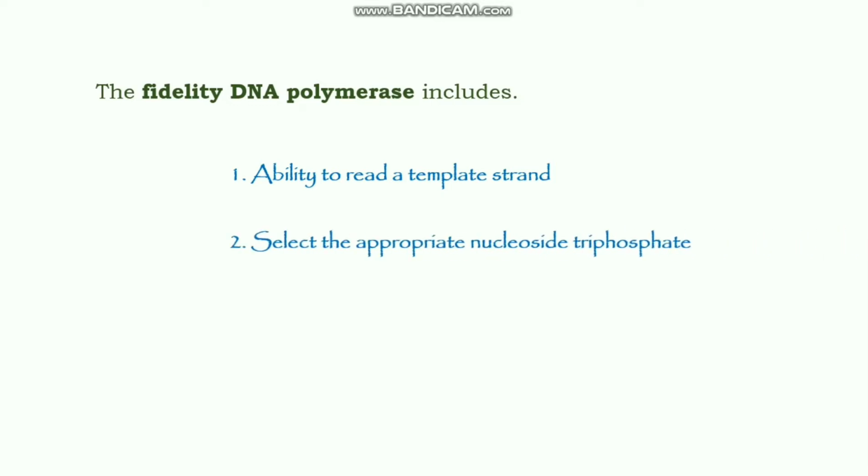Next, I want to talk about what fidelity is. The fidelity of the DNA polymerase includes the ability to read the template strand properly, select the appropriate nucleoside triphosphate, and insert the correct nucleotide in the 3' to 5' direction. So a high fidelity DNA polymerase should have these three features. If it is high fidelity, then the DNA polymerase has a lower chance of mutation during the amplification.